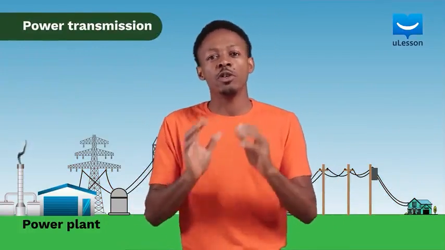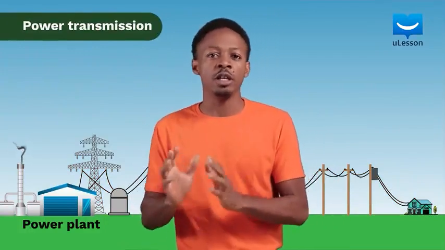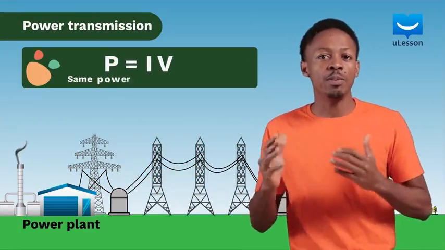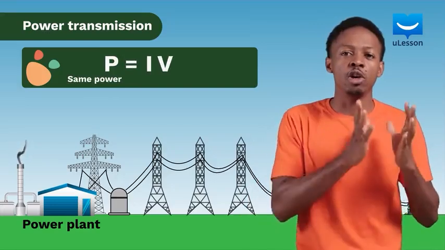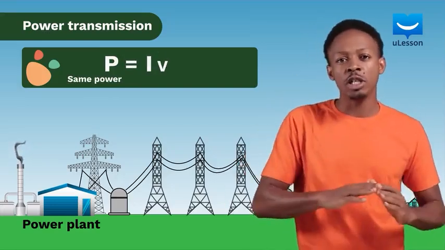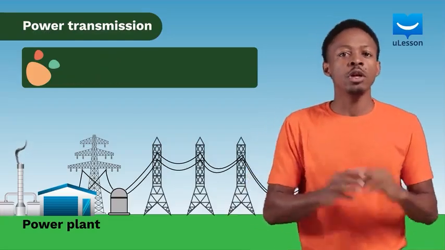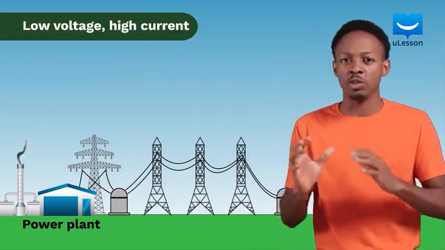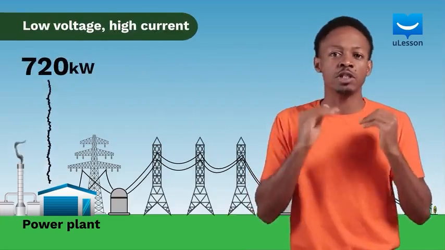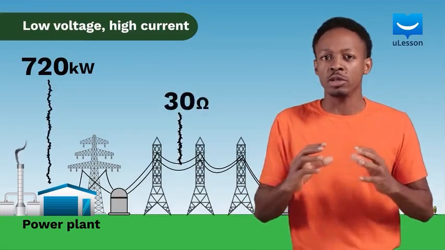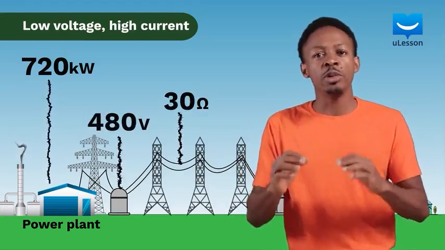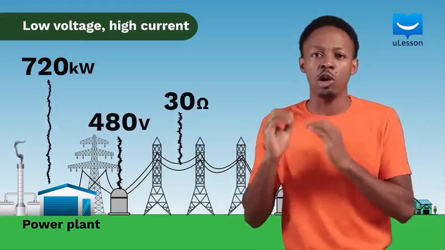Electric power is the product of current I and voltage V, given by the equation P = IV. So the same power can be gotten either by combining a low current with a high voltage or by combining a low voltage with a high current. So let us say we have an electric power plant with power at 720 kilowatts and the average resistance of the transmission wires is 30 ohms. Now, using a low voltage of 480 volts, what would be the current and the power loss?